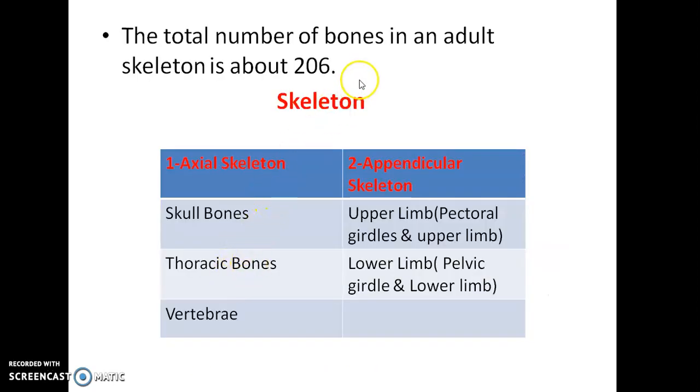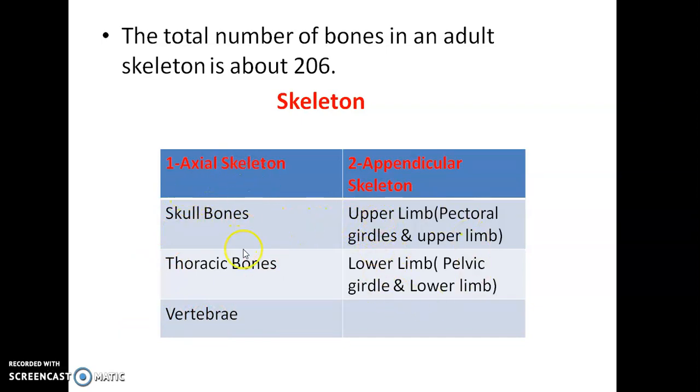Now the total number of bones in an adult is 206, and the human skeleton is divided into two parts, the axial skeleton and the appendicular skeleton. Now we are going to study the axial skeleton. In that there are the skull bones, thoracic bones and vertebrae. These three parts come into our axial skeleton. Apart from that, the upper and lower limbs go into the appendicular skeleton.